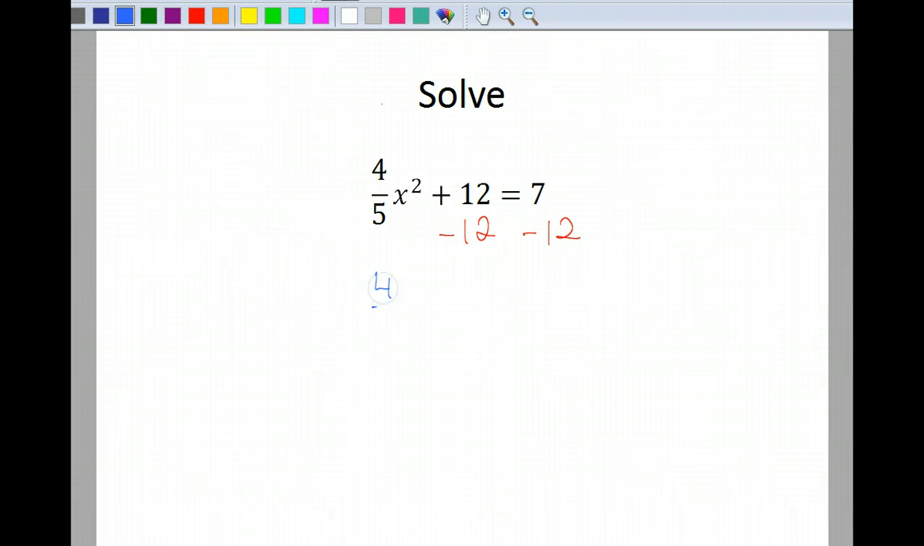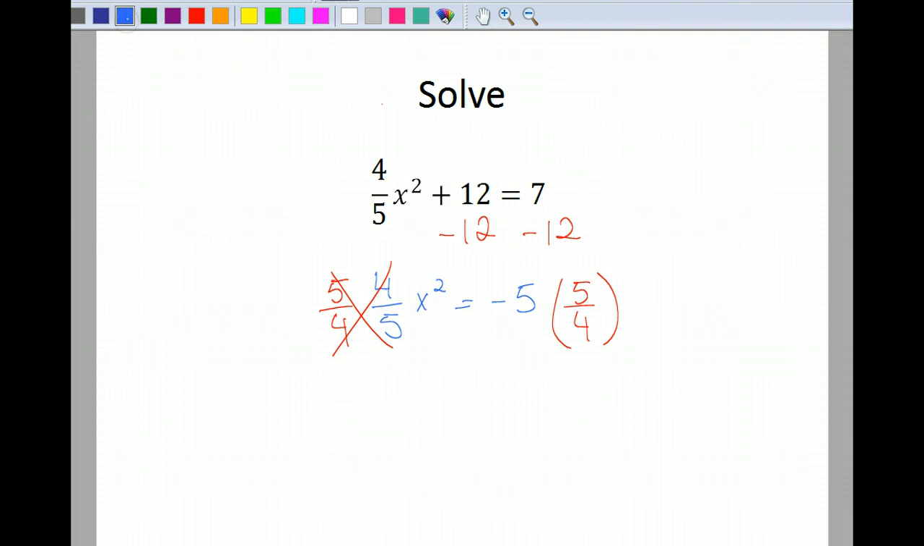So now I have 4/5 x squared is equal to negative 5. Now remember, what do I do if I have a fraction for my coefficient? Well, 4/5 is multiplied by x squared, so I'm going to divide. But whenever I divide with a fraction, what am I really doing? I'm really multiplying by the reciprocal, so those guys are going to cancel out. Whatever you do to one side, you have to do to the other.